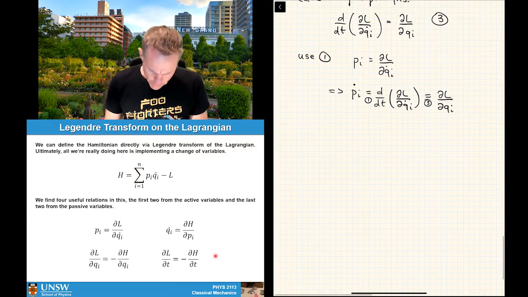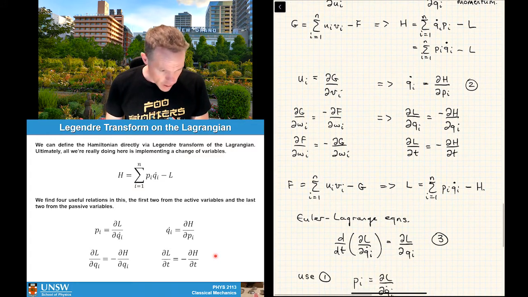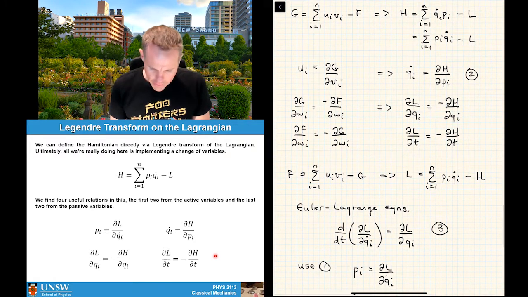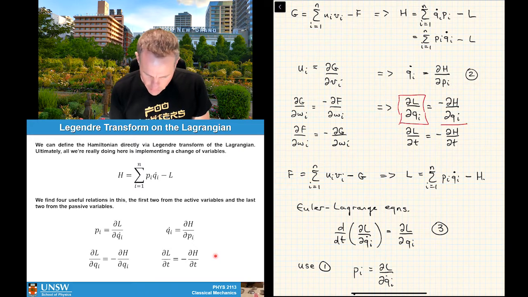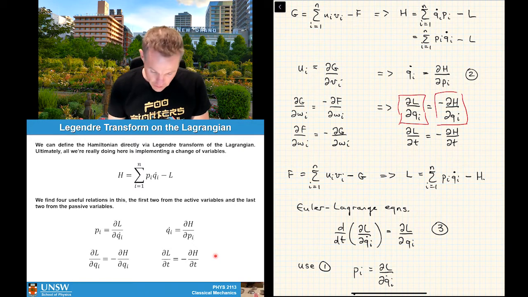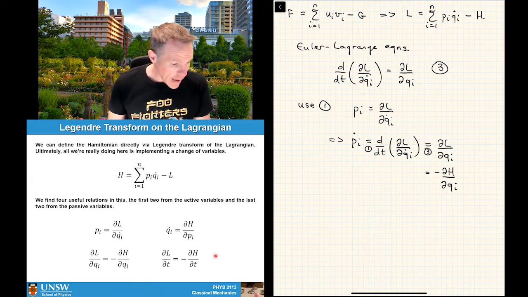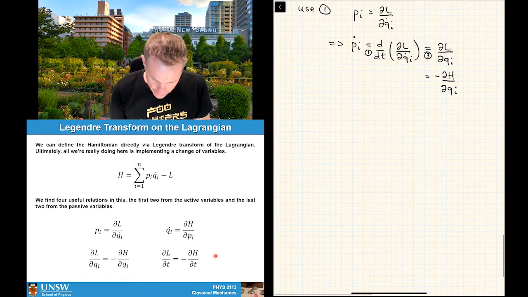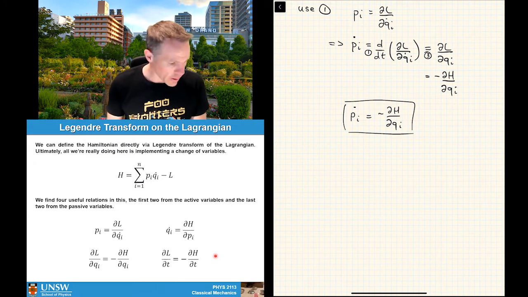And we know from just up above that our dL/dqi, so this term just here, is equal to minus dH/dqi, right? So this thing here will be equal to minus dH/dqi. And so what we basically have here is pi dot is equal to minus dH/dqi as a result just in here. Okay.